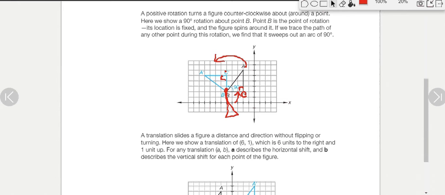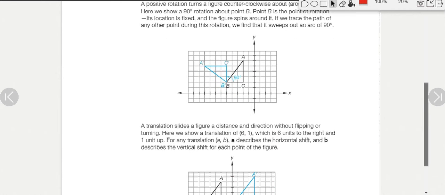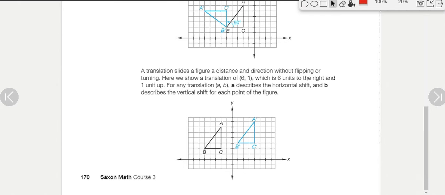A translation means I slide it. I move it over, just like that. Here we show a translation of (6, 1), which is 6 units to the right and 1 up. For any translation, describe the horizontal shift and describe the vertical shift for each point of the figure.